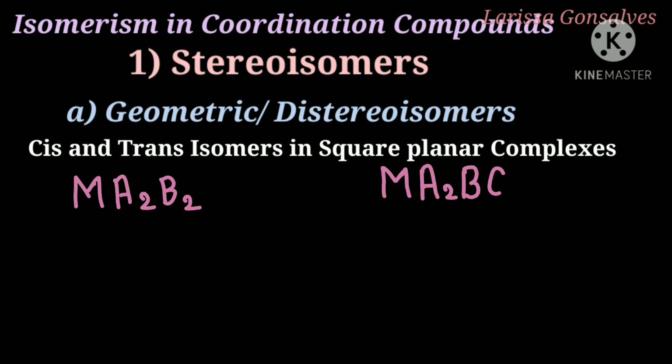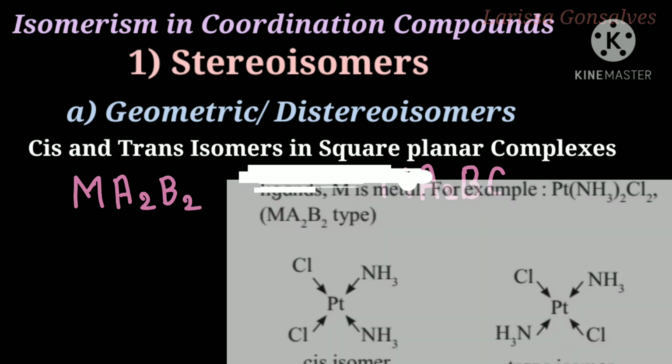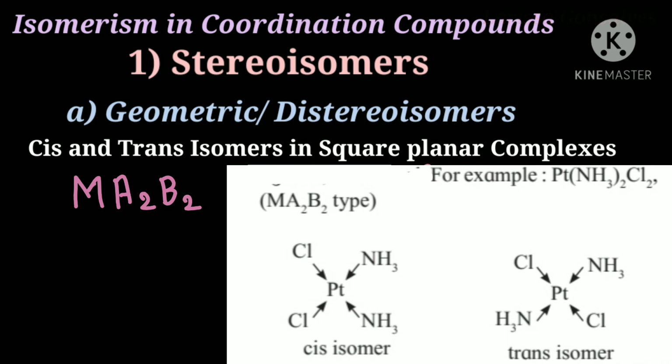So let us now consider an example here, that is platinum NH3 twice Cl2. In this case, your metal is platinum. Then you have NH3, which is the ligand, so we can denote it as A. How many times? Twice. Then Cl is another ligand, so we can write B. How many times? Twice. So it is of the type MA2B2. So this is how you arrange the ligands around the central metal ion.